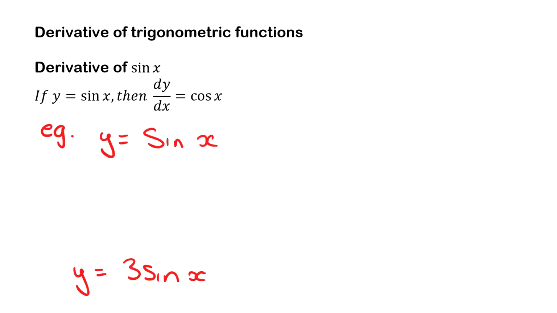In this video, we're going to be looking at the derivative of trigonometric functions, and we're going to start with the derivative of sine x. So in this case, if you have y equals sine x, then dy over dx equals cos x. So for our example here, we have y equals sine x, and that becomes dy dx equals cos x.